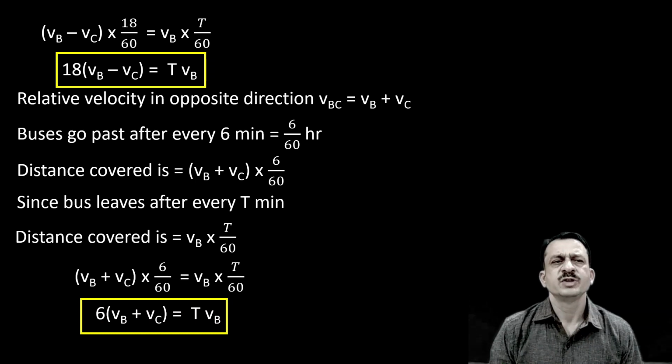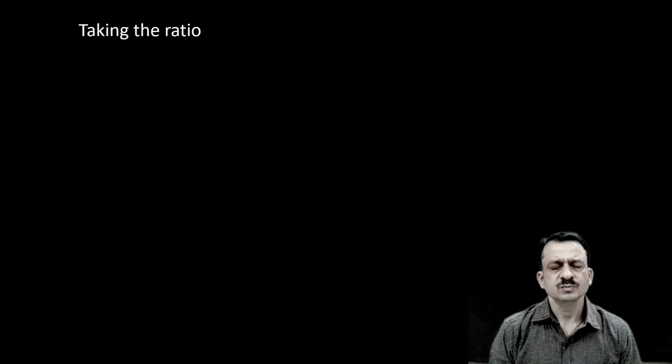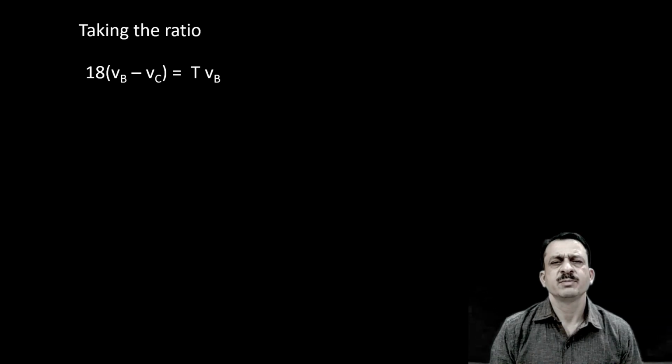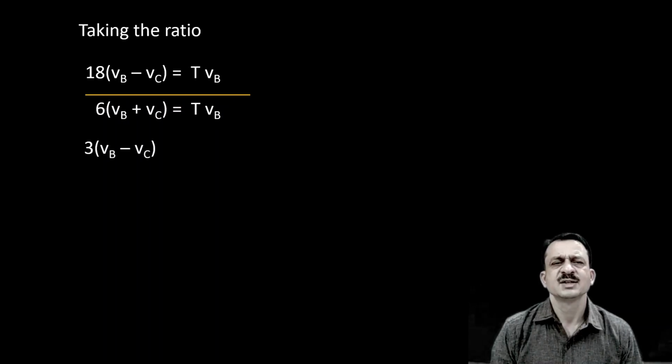Now taking the ratio of these two equations and simplifying for the velocity of the bus. What will we get taking the ratio? We get 18 into (VB minus VC) is equal to t VB, and 6 into (VB plus VC) is equal to t into VB. Now here t into VB gets cancelled. So on the right hand side it is 1, and 6 ones are 6, 6 threes are 18, so we are getting 3 into (VB minus VC) divided by (VB plus VC) is equal to 1.